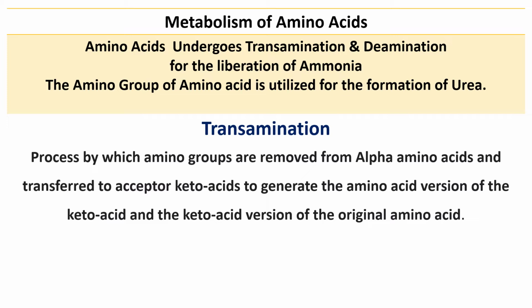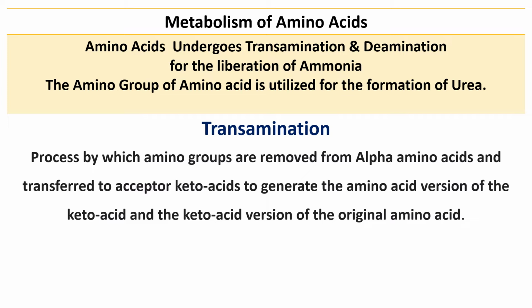As we know, in the metabolism of amino acids, the amino acid undergoes transamination and deamination. In transamination, there is only a transfer of the amino group, and in deamination, there is a release of ammonia. And the ammonia which is released from the amino acid is utilized for the formation of urea.